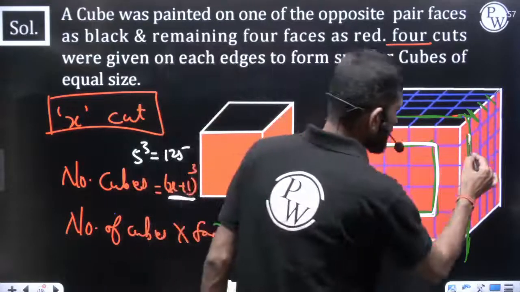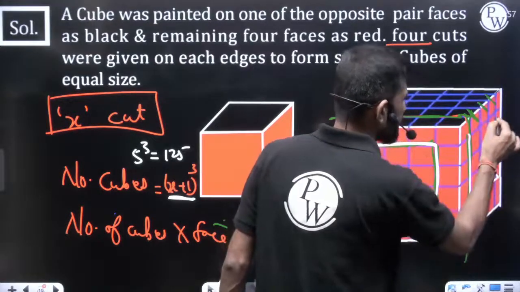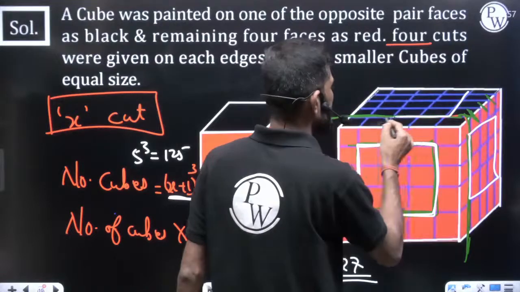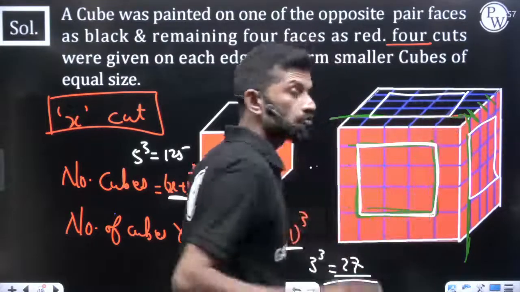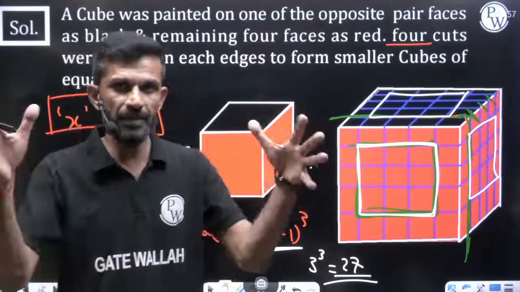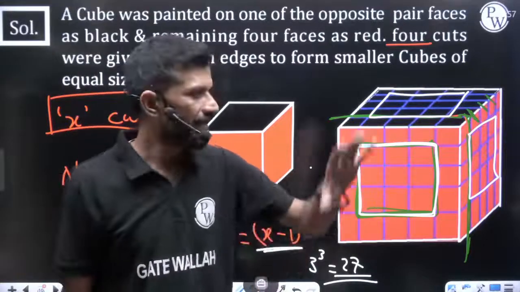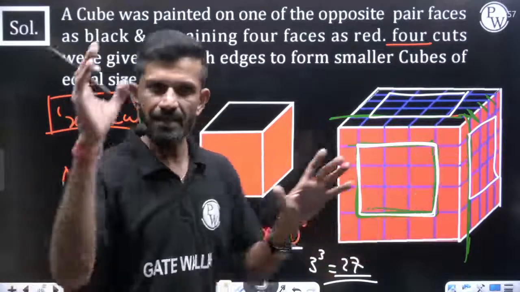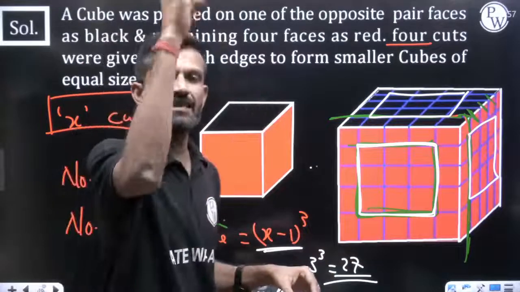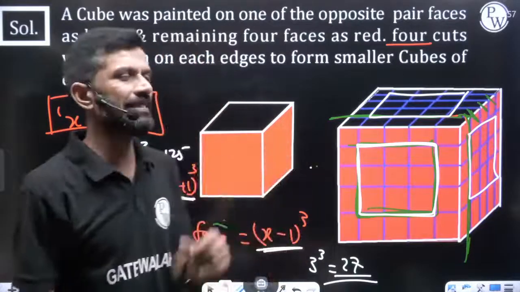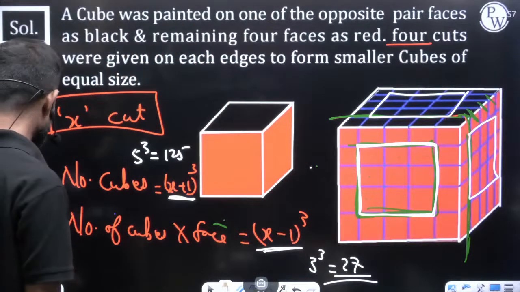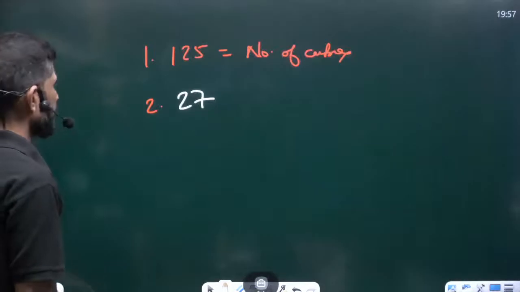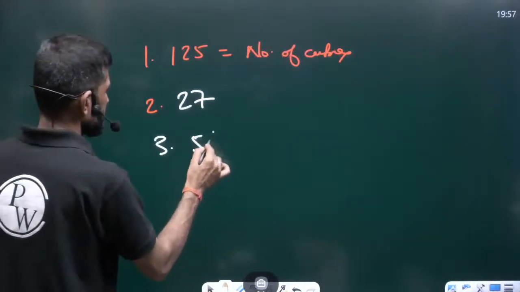Similarly here also, these 9 cubes will have one face painted, and here also. So 9 on every face of the bigger cube: 9 this side, 9 this side, 9 front, 9 back, 9 in the ceiling, 9 in the floor. So 9 in 6 faces, 9 times 6, the answer will be 54. The third answer is 54.